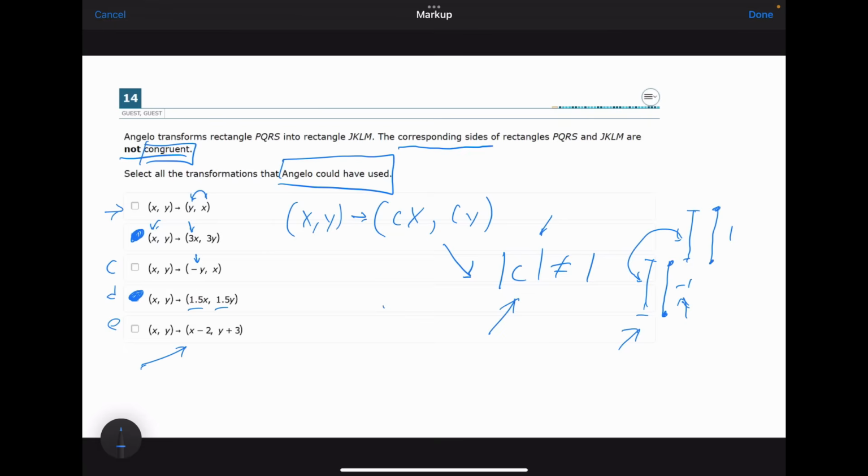So the only time where you're going to see a non-congruency in side lengths is if you multiply one of the side lengths by some non-1 value, and the only times that happens is for option B and option D in this particular question.